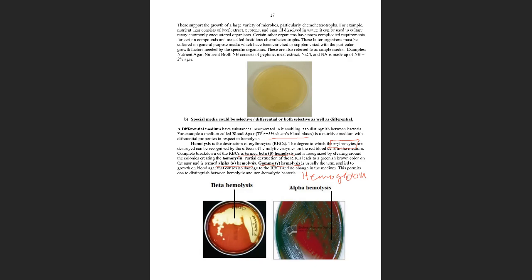Differential. Why? Because you could study 3 different types of hemolysis on this plate based on the type of bacteria that is growing on it. Okay, and here is how it looks.